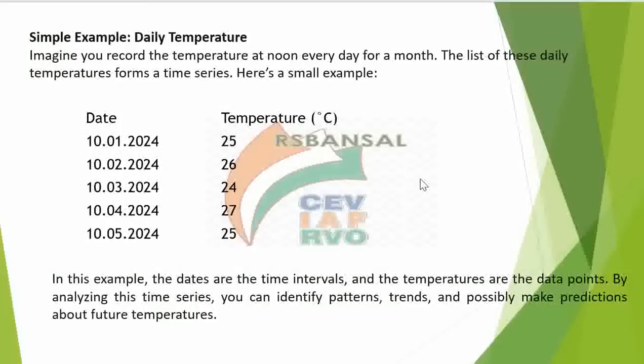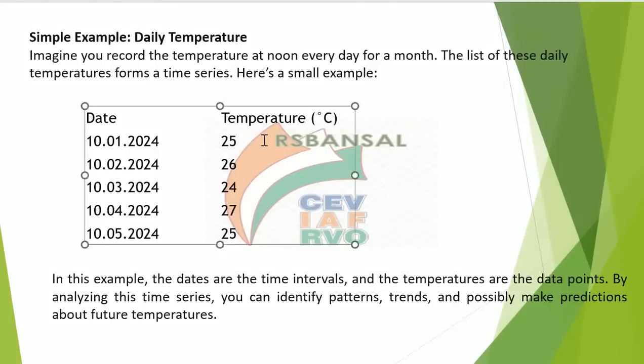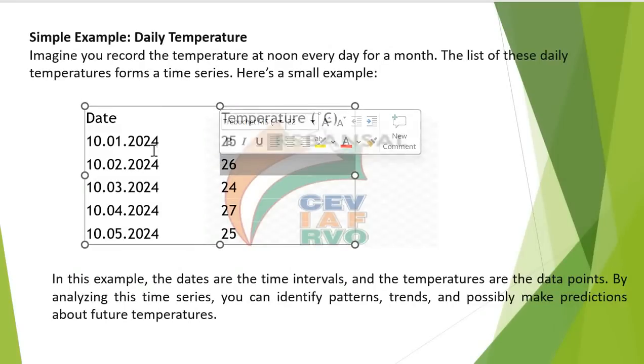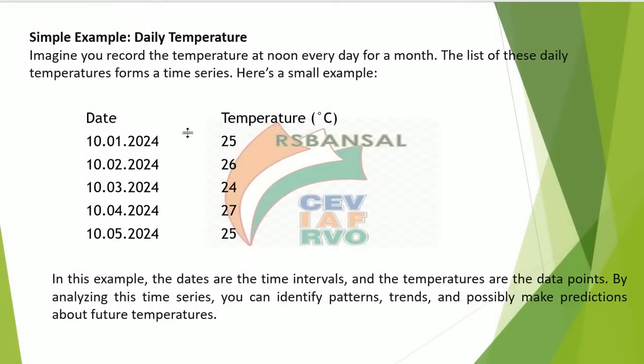For example, this example will make things clear. Imagine you record the temperature at noon every day for a month. The list of these daily temperatures forms a time series. Here is a small example: on 10th January 2024 the temperature was 25. On 10th February 2024 the temperature was 26, and so on. So see here, the date interval is the same and these temperatures are varying. Temperatures are the data points.